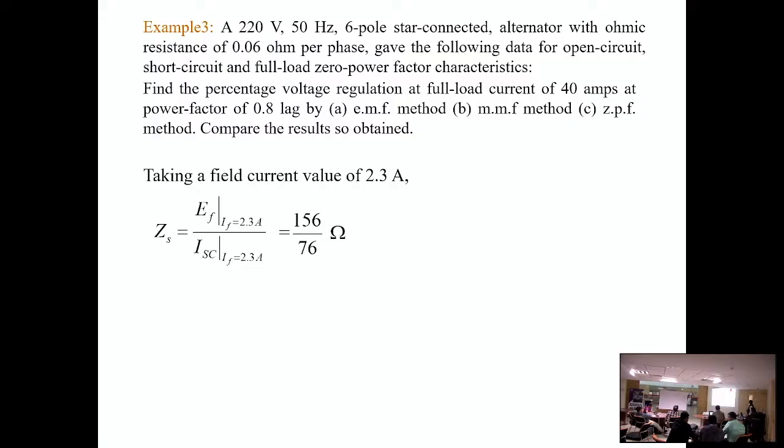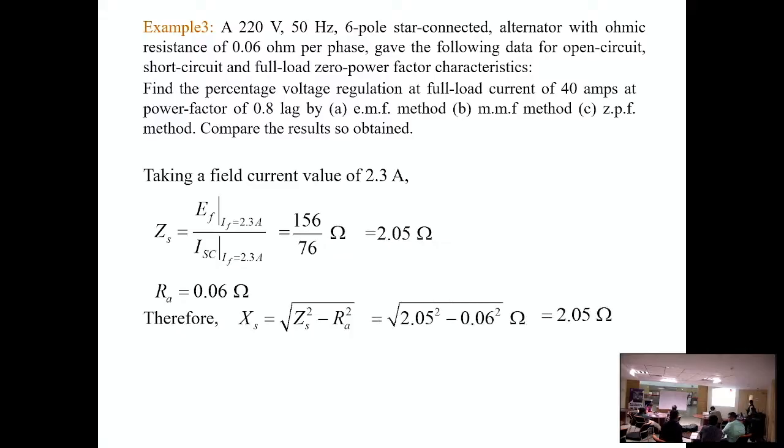So here ZS equals 2.05 ohm and RA is given, so you can calculate XS. XS is calculated as 2.05, almost the same as ZS because RA is very small. Okay. So once we get this RA and XS separately, we can write this ZS in complex form and convert it into polar form. We will be requiring this polar form. Okay, so now we have ZS.